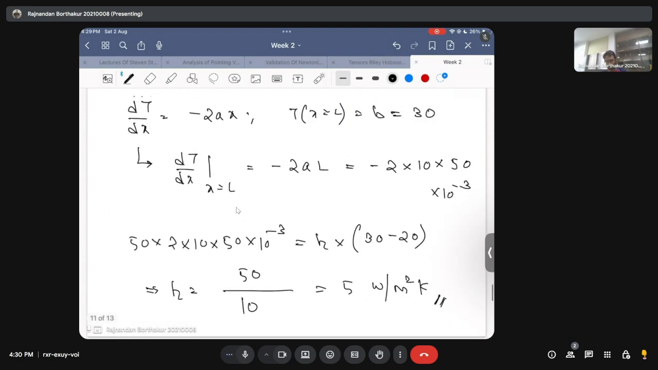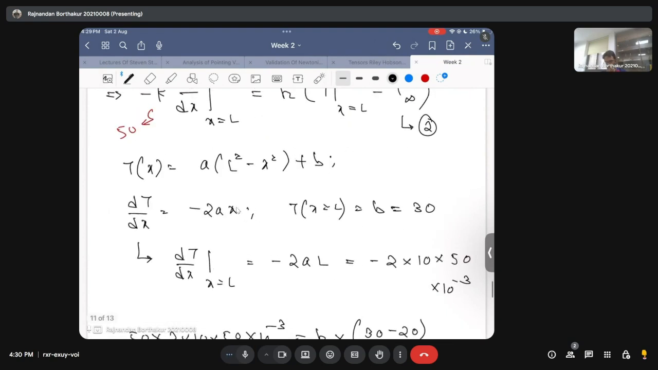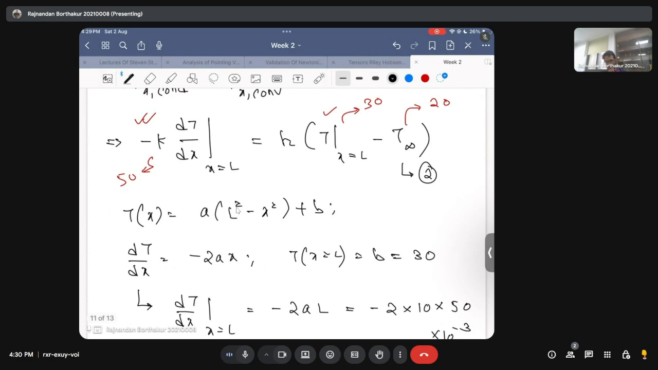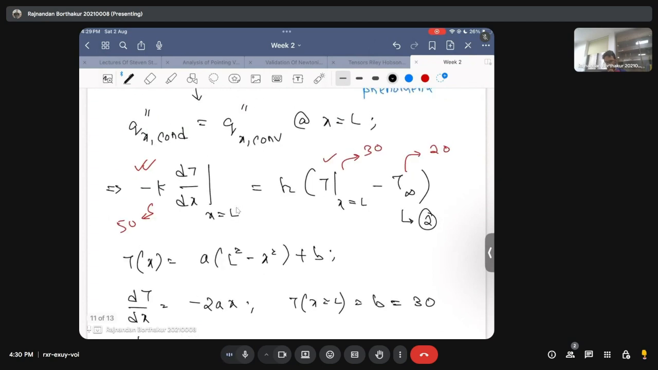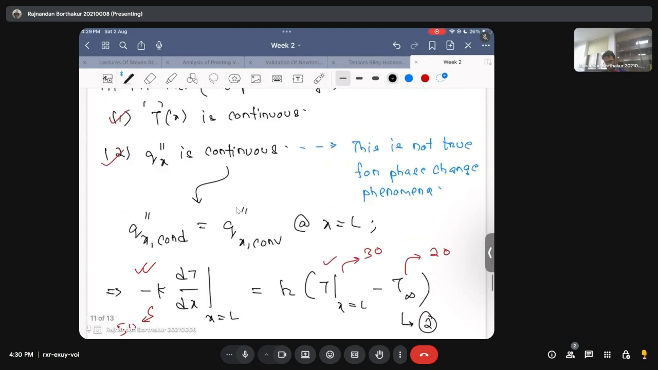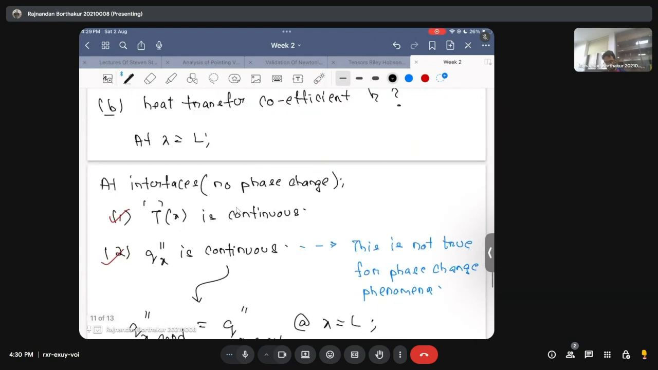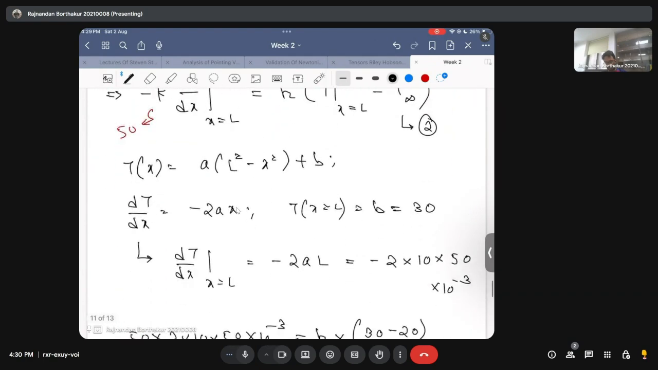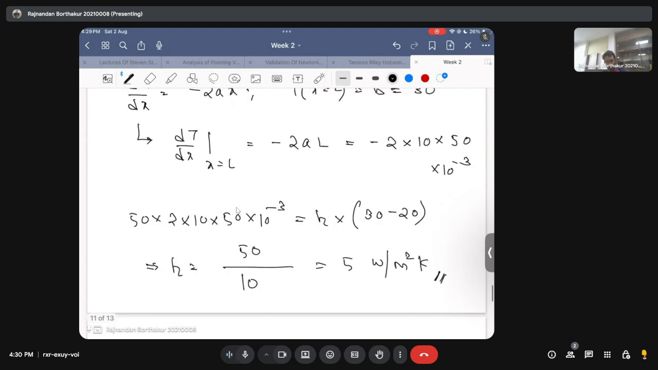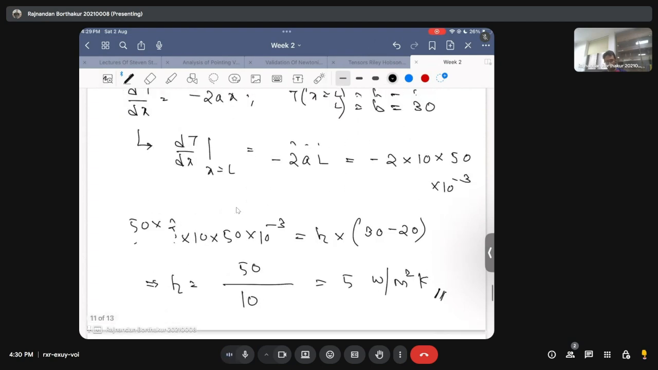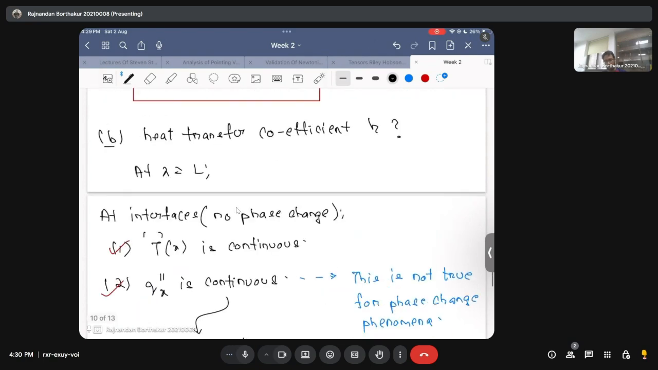Okay. All right. I hope this is clear. Yeah, that's it. That's precisely the heat transfer coefficient. It's 5 watt per meter square Kelvin. Okay. I hope this is clear.